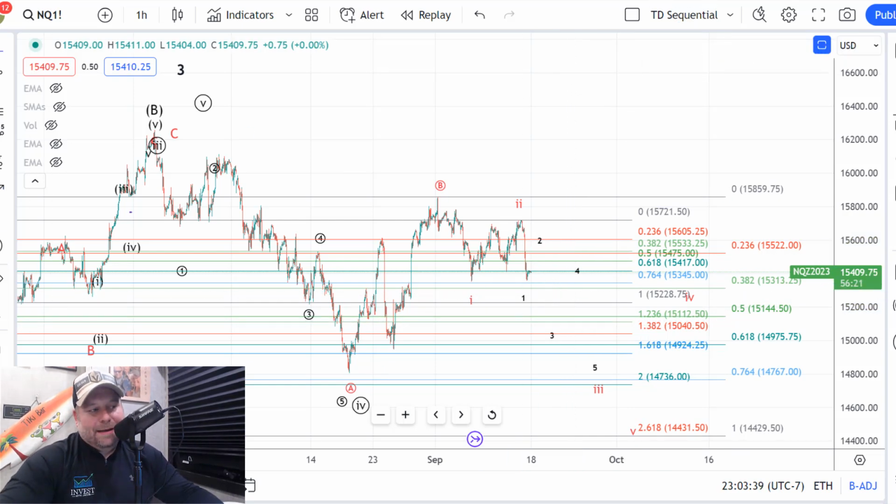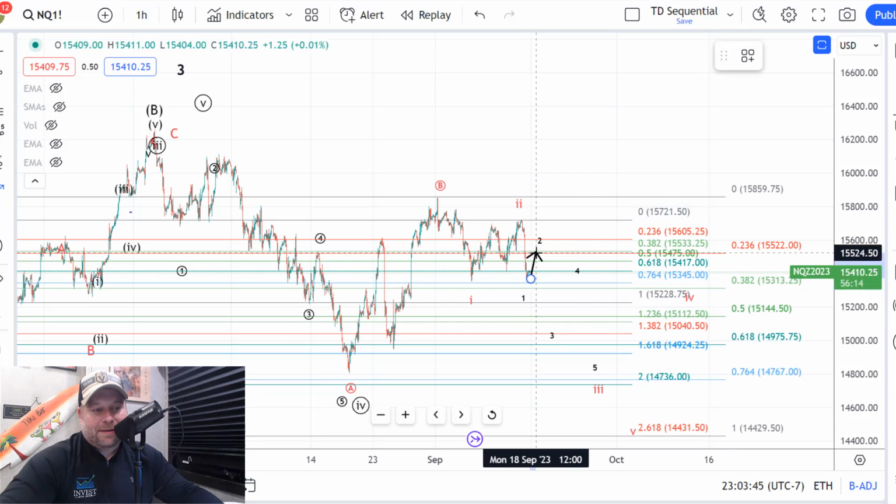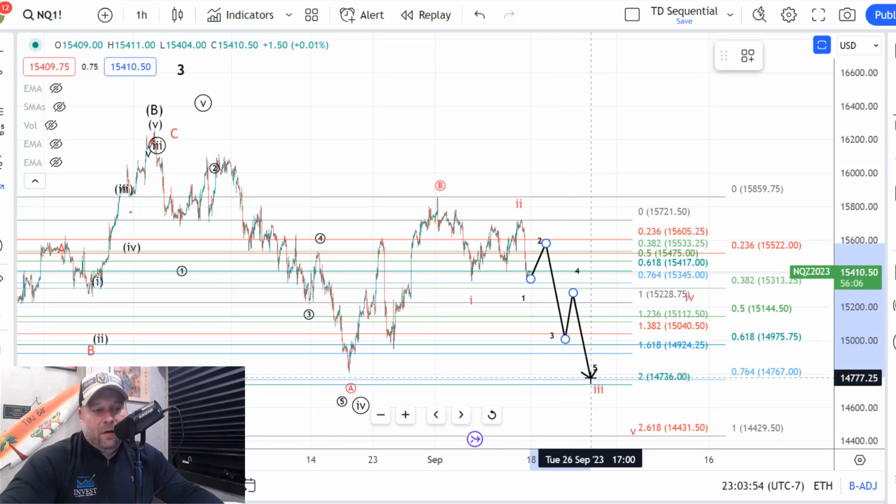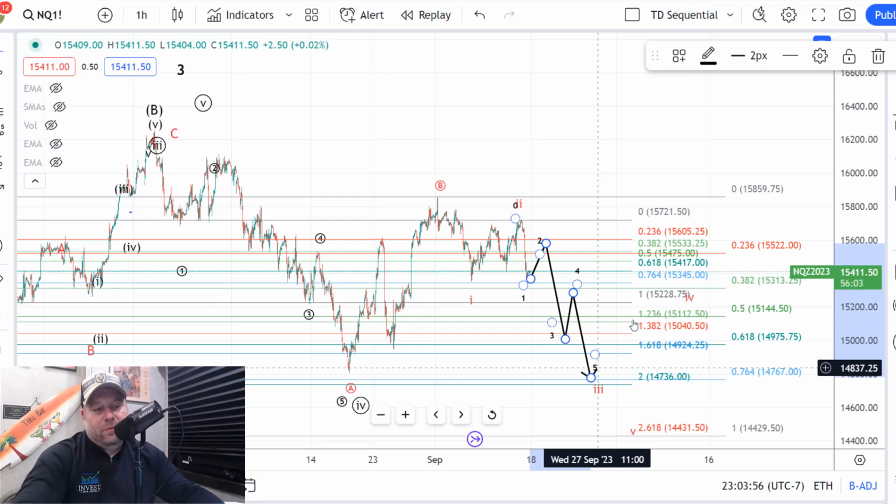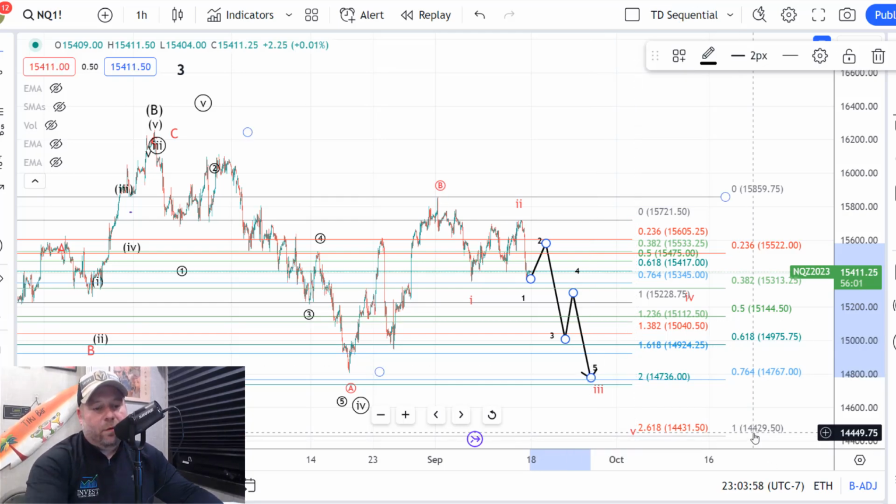So the Nasdaq is hinting at a more direct move down, but it still needs to break through the full pivot at 15,345. Otherwise, we'd expect the standard bounce back up into that 15,530 area for a wave 2, and then 3 of 3 to the downside, and then 4 and 5 on down to that 14,700 level before bouncing and coming into that 14,400 level.